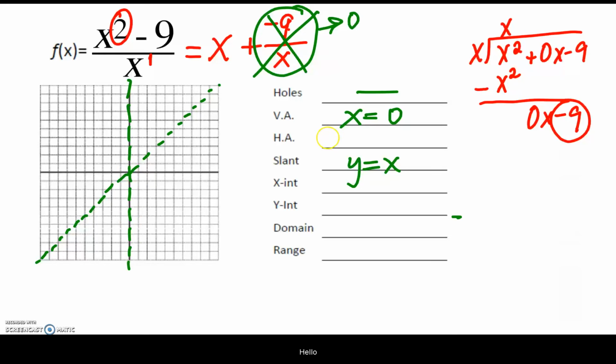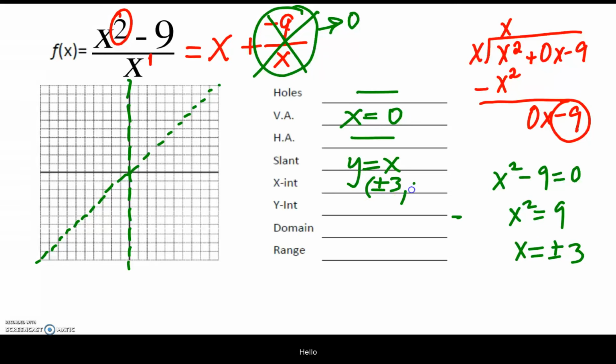When there's a slant asymptote, there won't be a horizontal because remember, horizontals do not occur when the degree of the numerator is greater than the degree of the denominator. We could go ahead and find x and y intercepts as well. For x-intercepts, remember you see what makes the numerator 0. So if you have that x squared minus 9 equal to 0, that'd be x squared equals 9, meaning x is plus or minus 3. So we have x-intercepts at plus or minus 3, 0. You can go ahead and put those in place.